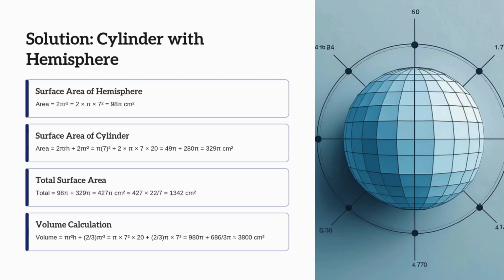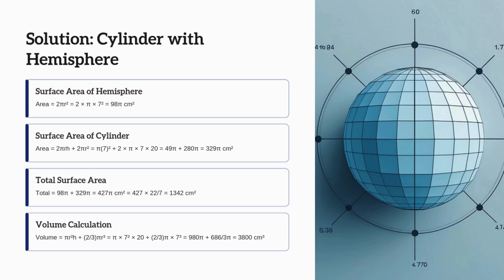Step 4. Volume of the solid. The total volume is the sum of the cylinder's volume and the hemisphere's volume. A. Cylinder volume. Formula. Volume equals pi r squared h. Substitute values. Pi multiplied by 7 squared multiplied by 20. Simplify. 7 squared equals 49. And 49 multiplied by 20 equals 980. So the cylinder's volume is 980 pi cubic centimeters.